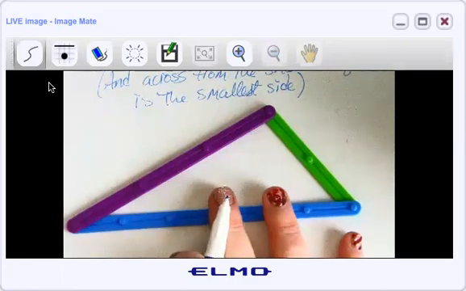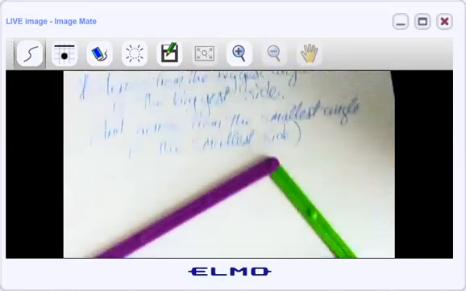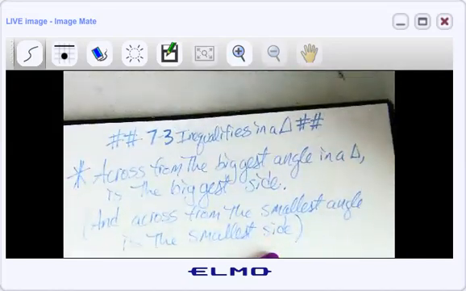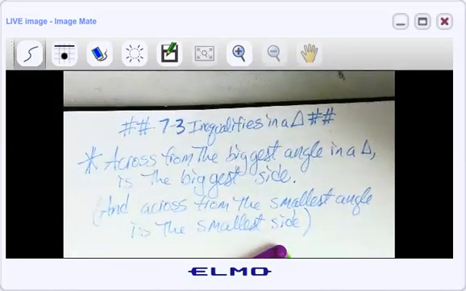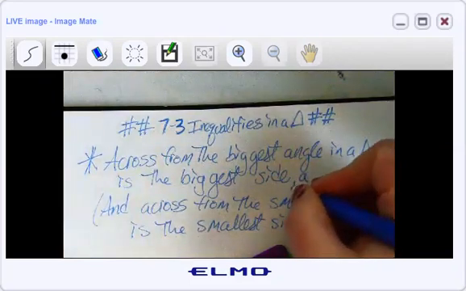All right. So that was our major takeaway: across from the biggest angle is the biggest side, across from the smallest angle is the smallest side. It also works if you start with the side. So I know that across from the biggest side would be the biggest angle and vice versa, okay? Actually, if we want to just add that, and vice versa, so then we don't have to write it again.